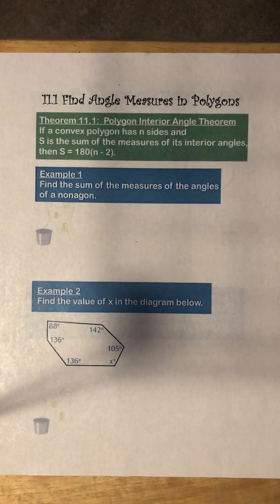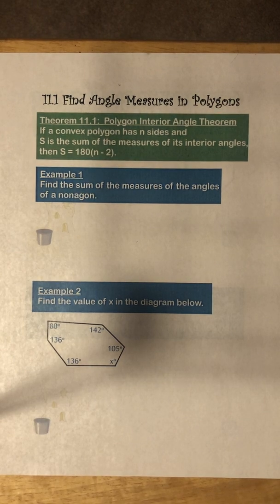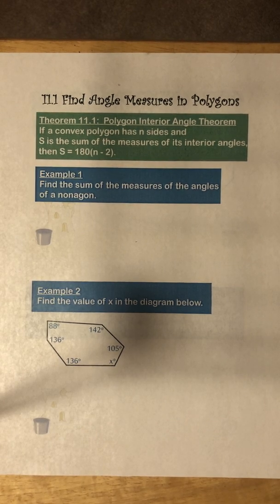So we have a formula, and it is S equals 180 times, and then in parentheses, n minus 2. So the S represents the sum of the measures of the interior angles, and the n represents the number of sides that our polygon would have. So let's see how we can apply this with example number 1.